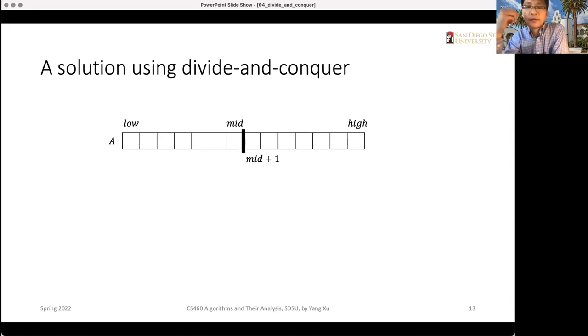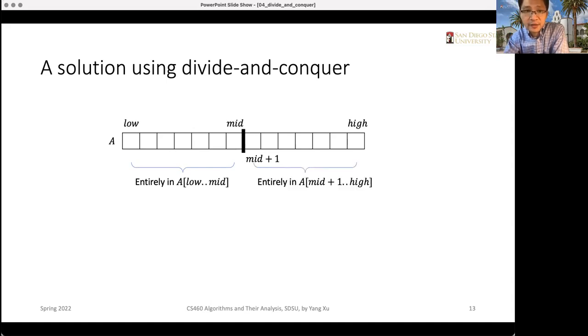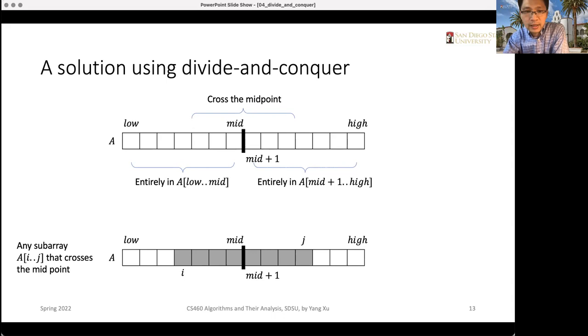Okay, so given an input array, we want to find the midpoint to split into two halves. Any subarray can either be entirely within the first half, or entirely within the second half, or cross the midpoint. Okay. So if a subarray crosses the midpoint, there are actually two parts to it, right? We are considering the third case.